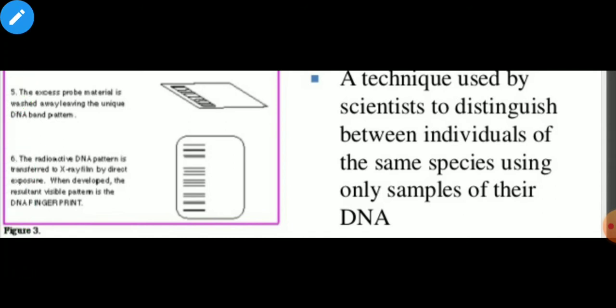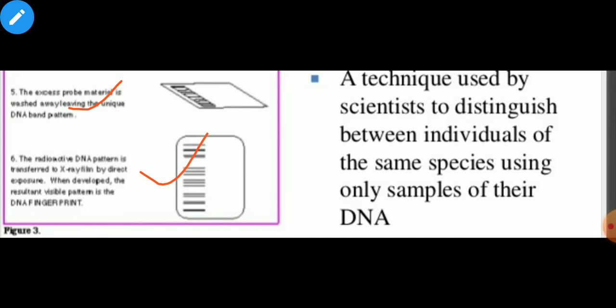Step 5, the excess probe material is washed away, leaving the unique DNA band pattern. And the sixth step, the radioactive DNA pattern is transferred to X-ray film by direct exposure, where it is seen. When developed, the resultant visible pattern is the DNA fingerprint. So you can see this is a DNA fingerprint.